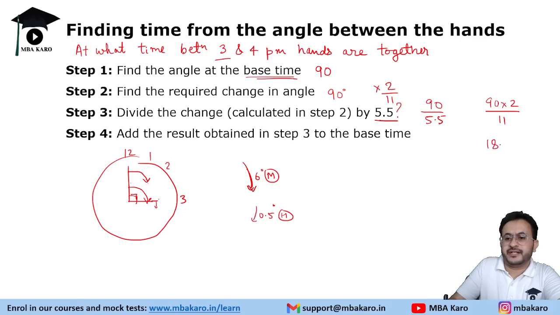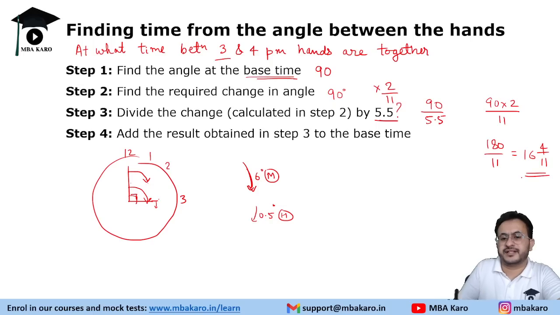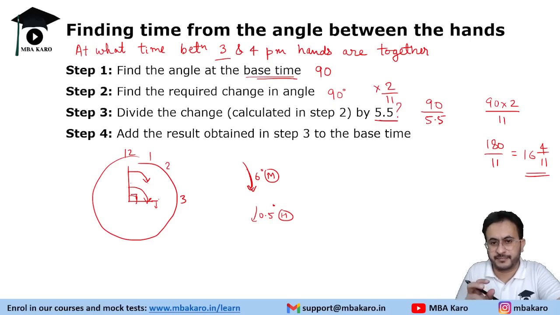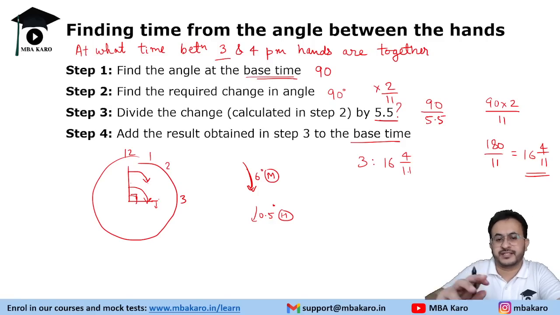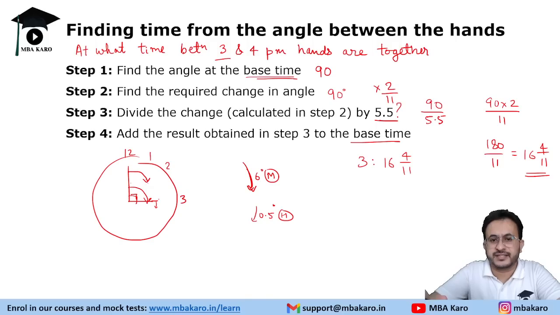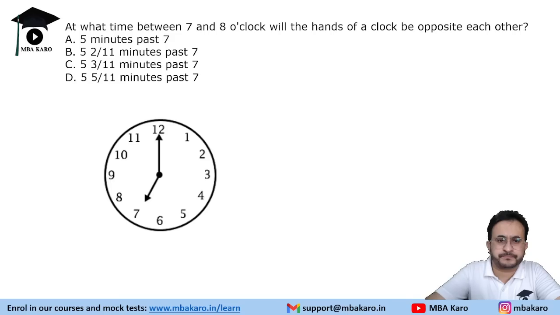That is 180 by 11, or 11 into 1 is 11. 76 times 66, 4 by 11. So 16, 4 by 11 is the required change in time. Add them to the base time. So our answer is 3, 16 4 by 11 minutes. That is the answer when the hands are together. Okay, so let us see some more examples of it.